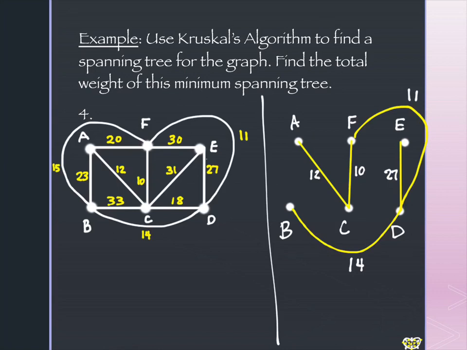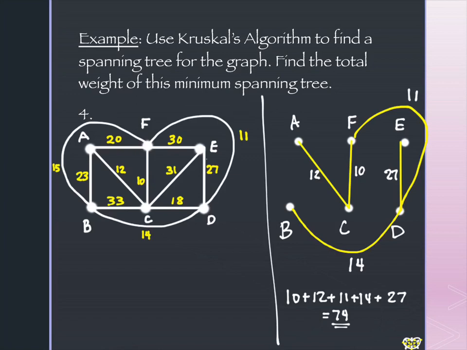All right, and then it asks us to find the total weight of this minimum spanning tree, which means we're adding all these together. So I have 10 and 12, 14, or 11 and 14, and 27. Should be 5 of them. What is the total weight? 74. It's not too bad, right? It's not too bad. It's efficient.